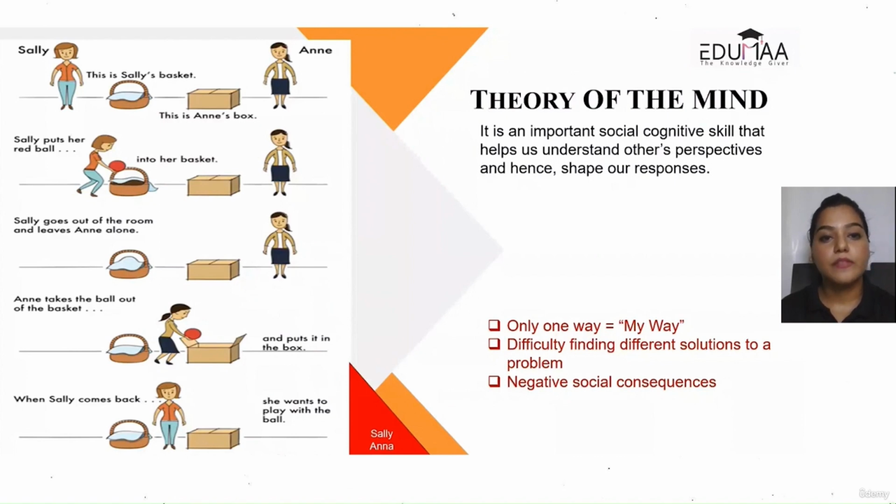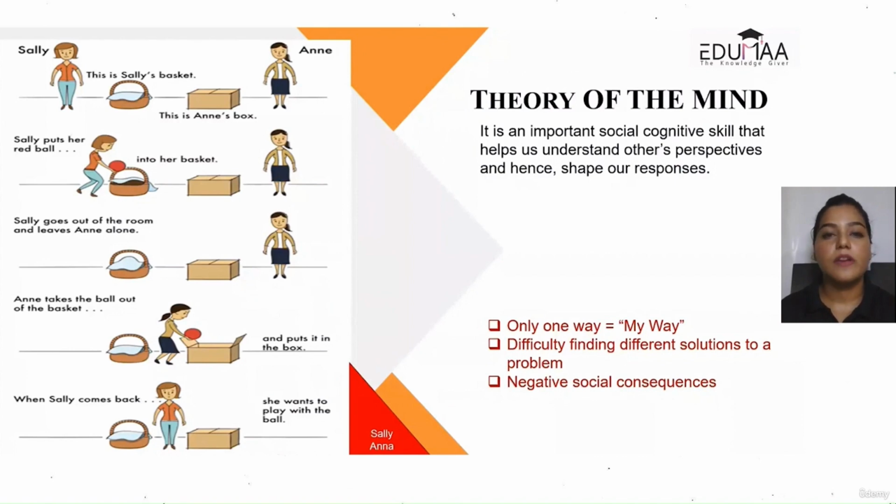So our child may have difficulty understanding others' perspective. This is a test that is done. As per them, there's only one way, that is my way. This can create difficulties in finding different solutions to a problem, coming up with novel ideas, and there could be negative social consequences because sometimes we need to understand how the other person might take our response.